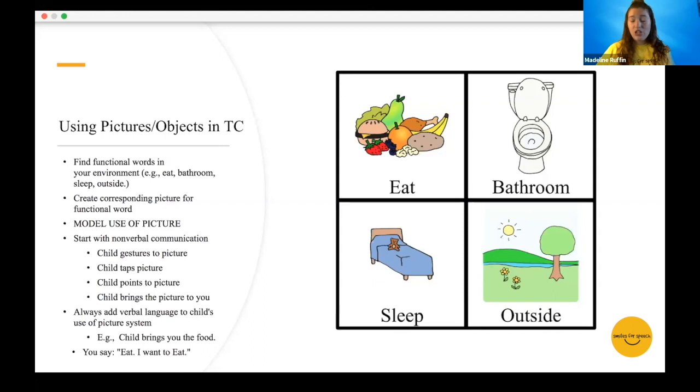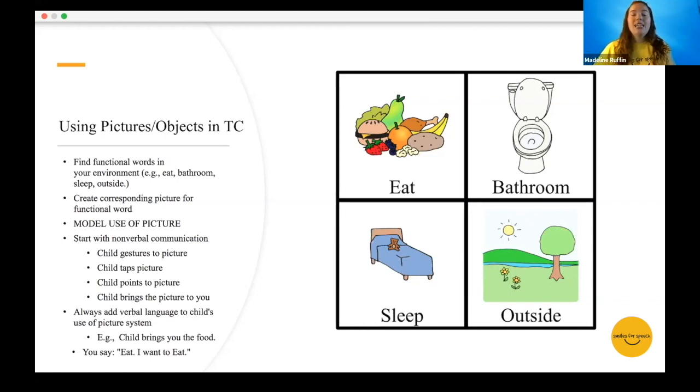So I'm going to start by maybe a small gesture toward the picture. And then maybe the child taps the picture next and then points to the picture and then brings the picture to you. So we're going to build in a hierarchy and help support them, whether that's by hand over hand support or modeling. We're going to help them connect with these pictures and use them as a communicative tool in areas in which they don't have language.